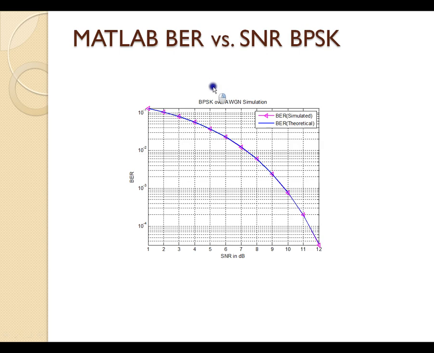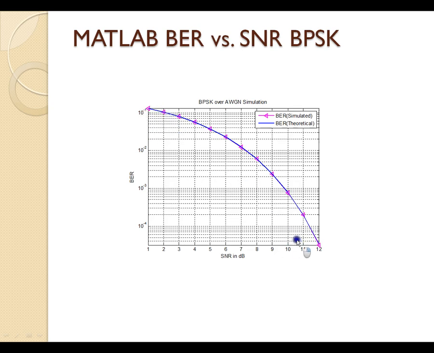The blue line is the theoretical plot using the formulas for BER that we showed in class, and then the simulated one is the one with the triangles, which shows what the BER will be after going through a simulated white Gaussian noise channel. The theoretical and simulated are very similar, and also match the plot that we saw in class.